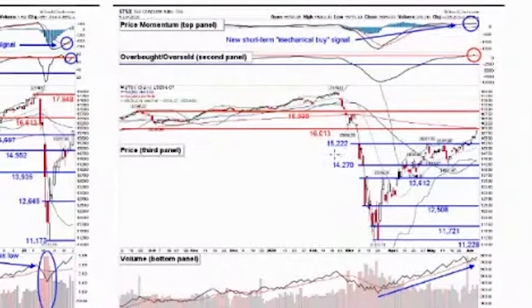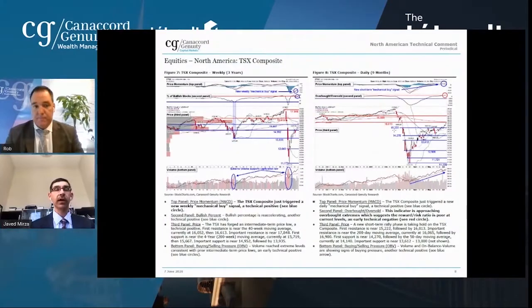Support is the opposite. So it's a level where fundamental or quantitative investors find whatever financial instrument they're looking at is attractive or undervalued. So what's happened over the last couple of days is, lo and behold, we've come right back to that 15,222 level on the TSX composite. So we had a pullback, we're right at that level again.